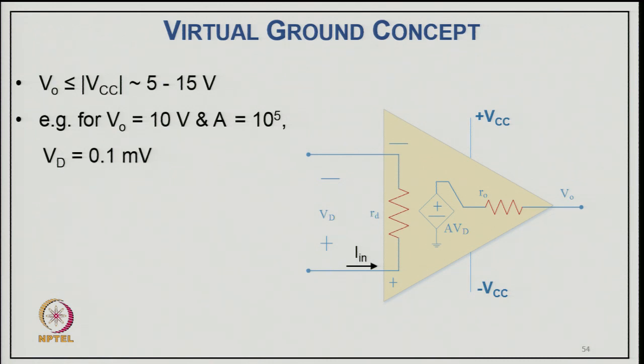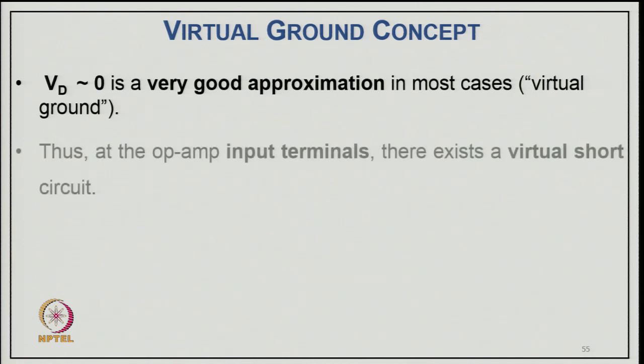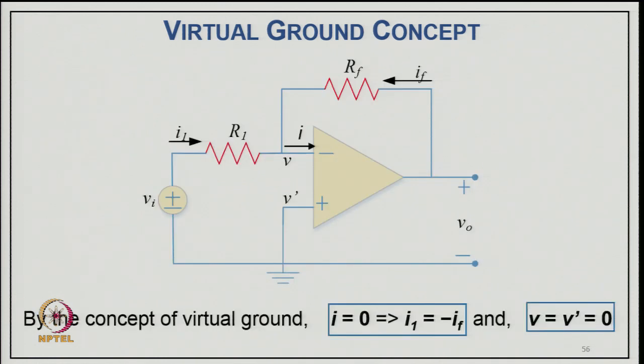So we can say here VO is much lesser than VCC, of the order of 5 to 15 volts. Typically, for example, VO is 10 volts, the gain is 10 to the power 5, and VD is 0.1 millivolt. VD is, to a very good approximation in most cases, a virtual ground, and thus at the operational amplifier input terminals there exists a virtual short circuit. Also there is no current through the input terminal to a very good approximation, that is, I in is almost 0.